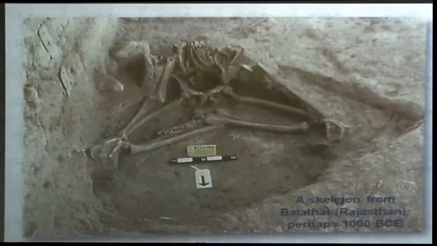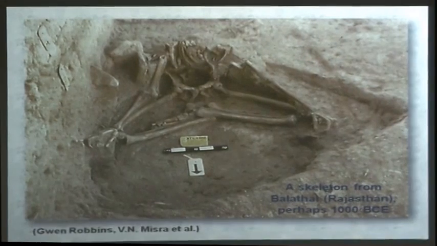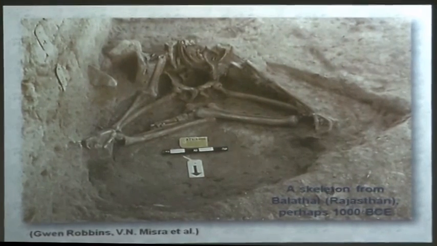This is about 1000 BC from a site in Rajasthan called Balathal, excavated by Professor V.N. Mishra of Deccan College, Gwen Robbins, American archaeologist, and others, and you find these skeletons in Padmasana. At least two of them were found, and of course in later periods in the same way. So you can see that whatever modern ingredients we will take to be part of Hinduism are actually quite ancient.